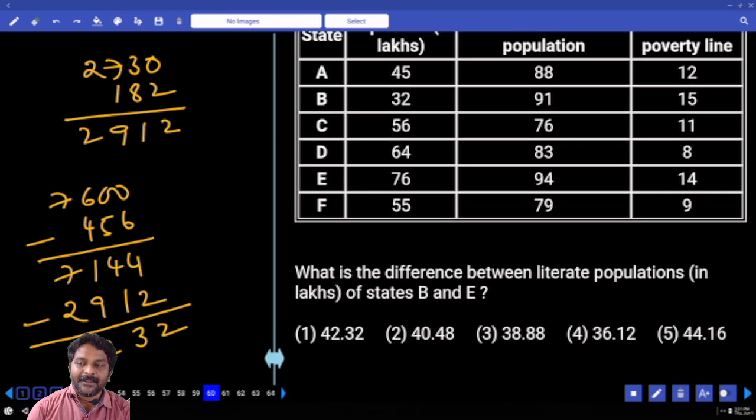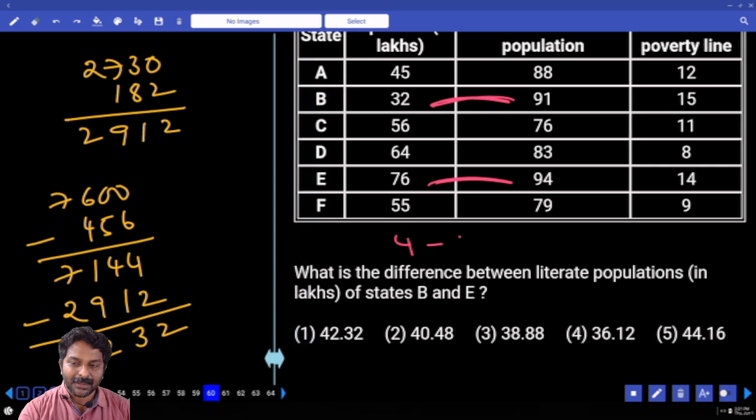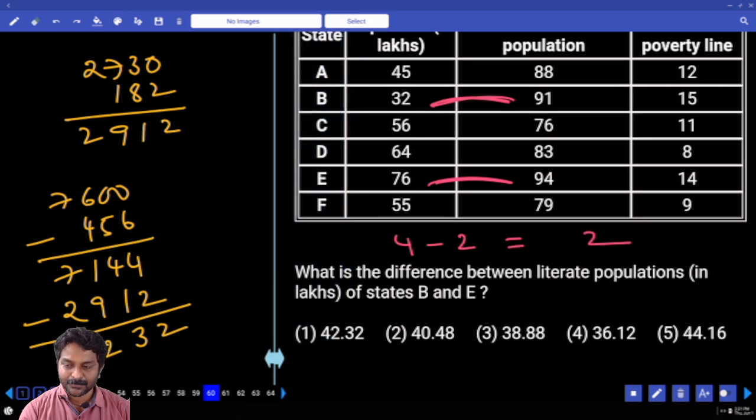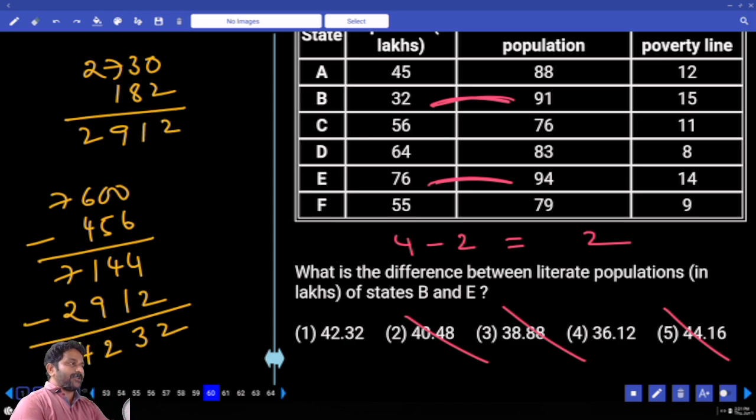So first, what did we verify? Last digit. 4 minus 2. Answer ends with. If you observe your fourth option, that is a 3 multiple. The first option is not a 3 multiple. So I am going for my numbers. 32 into 91. Is there any 3 multiple among these two numbers? So the product is a non-3 multiple. Product of these two numbers. Is there any 3 multiple here? So the product is a non-3 multiple.